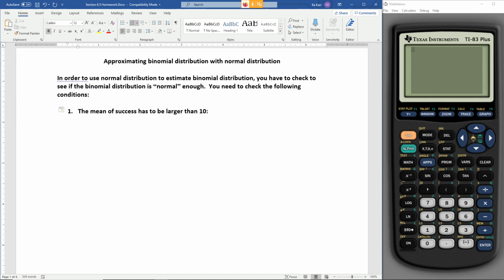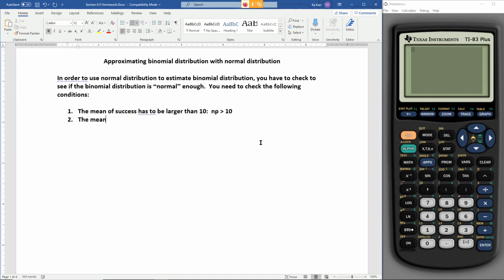So what do they mean by that? The mean is n times p. It's the number of trials times the success rate. So if you have 10 students, and I say the success rate in general is 60%, well then 10 times 60% is 6, right? So on average, 6 people should pass. So n times p must be bigger than 10.